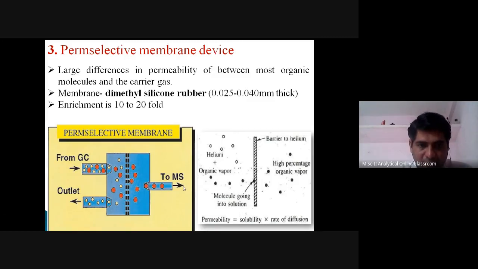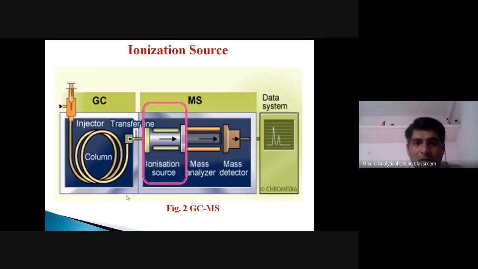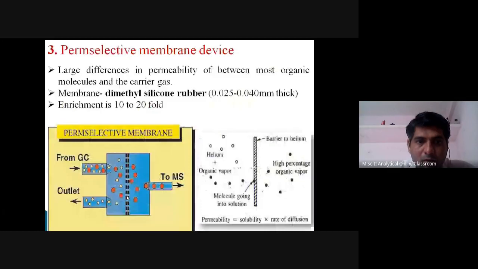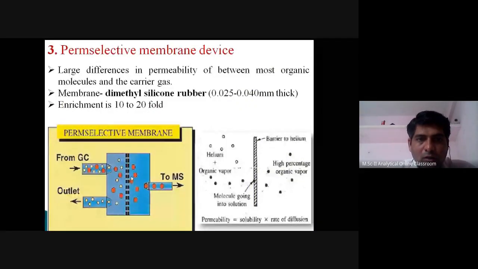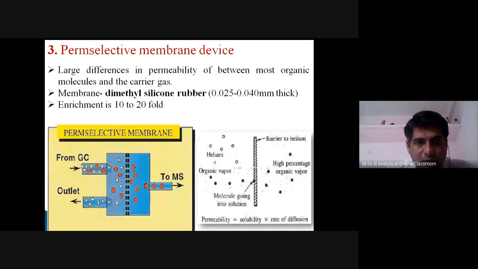That is MS. Okay, and this black line is called the membrane. Now, when the sample from the GC inlet comes, there will be helium and the organic compound or analyte. This membrane has typical permeability for the organic compound. Helium will not pass, will not get soluble or diffuse through the membrane.